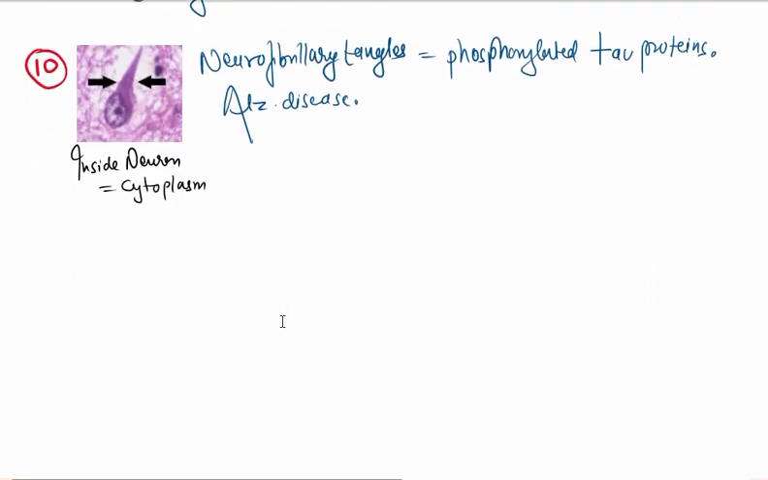Next and the last one for today's topic. Okay, this picture, histology, neurofibrillary tangles. What is this? This is neurofibrillary tangles. This is inside the cytoplasm of a neuron. In which disease? Alzheimer disease. And what protein is inside? Phosphorylated tau protein is seen.